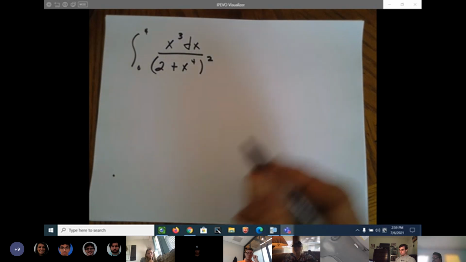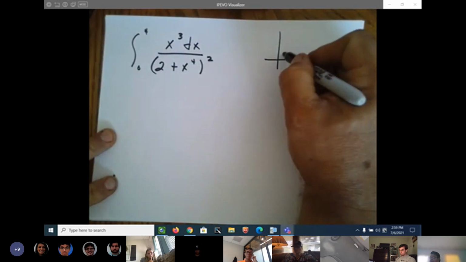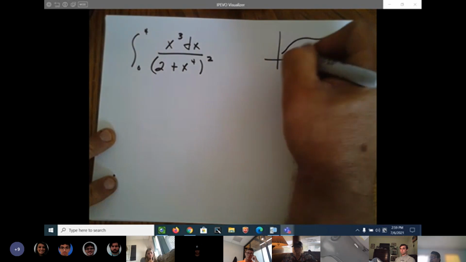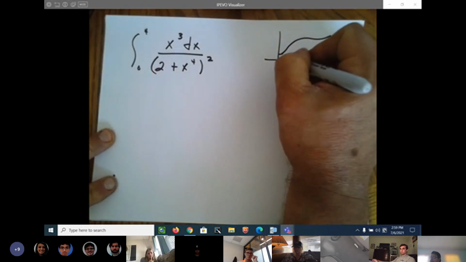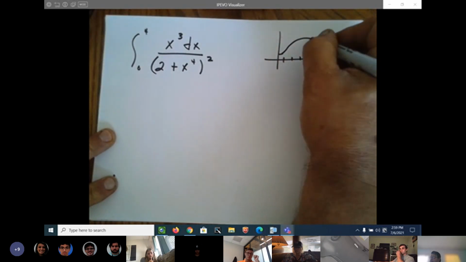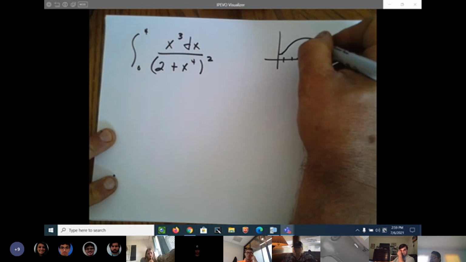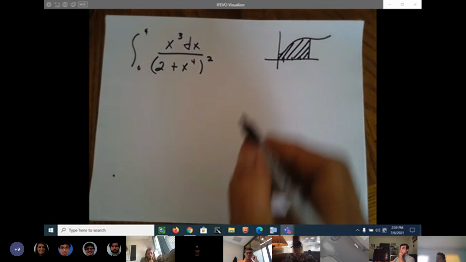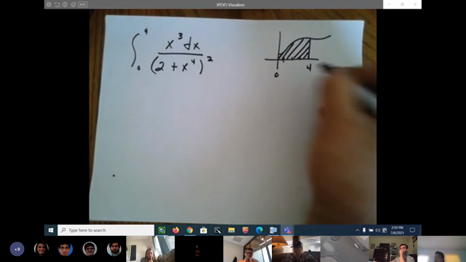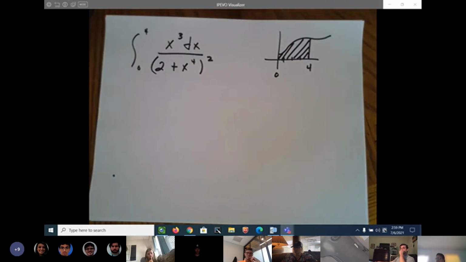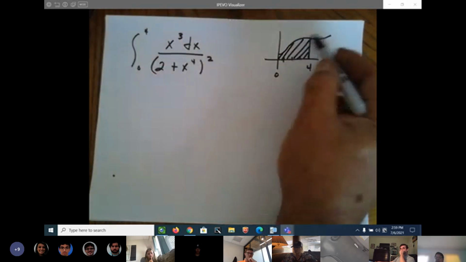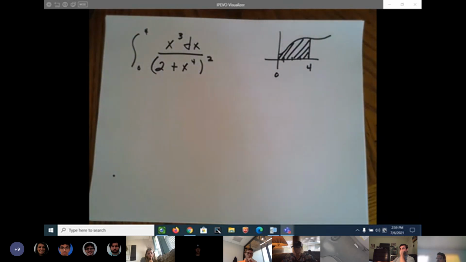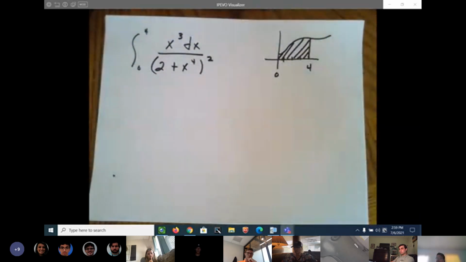So basically, if you've got a function like this, we're going from 0, 1, 2, 3, 4, and we're finding that area right there, from 0 to 4. Everybody with me? And this right here is this function. I don't know what it looks like, but I'm just drawing a curve.